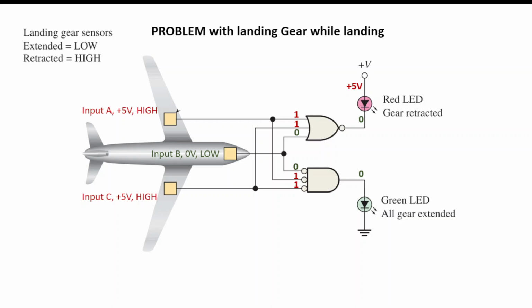Well, in this case, we're going to see that we have a low coming out of the output of this logic gate, and that means potential difference. Red LED will be on. That means it's saying gear is retracted. That means some of the landing gear is not extended, waiting for impact on the tarmac. This one will remain off, and that is one that just says all gear extended. So that kind of makes sense. This green light will only come on if all three of the landing gear are extended simultaneously.